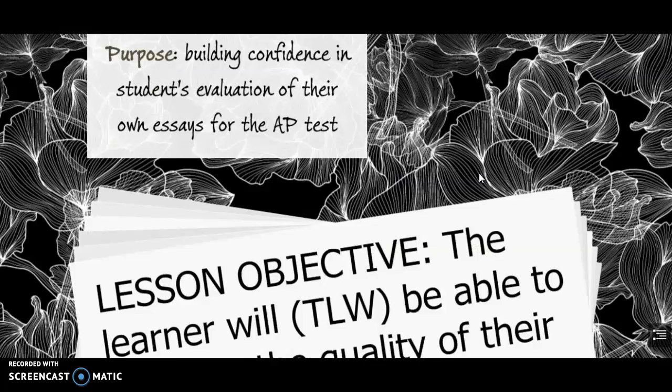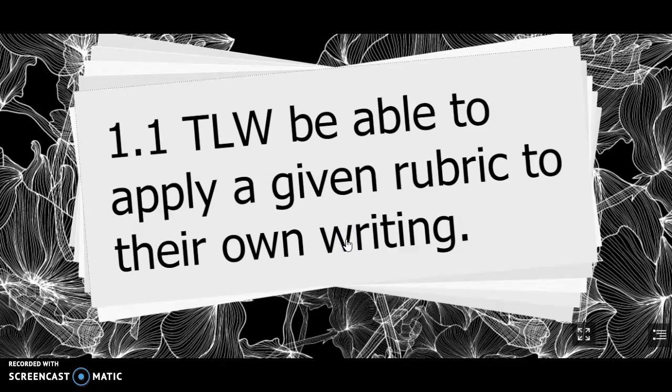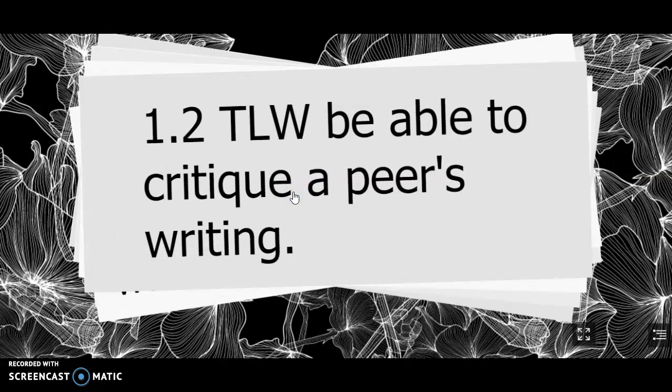So specifically for this intervention, the lesson objective is that the learner will be able to evaluate the quality of their work. That's the ultimate skill that we want students to be able to do through this mini lesson. But this objective has multiple parts. In fact, it's got 5. So the first sub-objective is that students will be able to apply a given rubric to their own writing, because that's part of their evaluation. Were they meeting those requirements?